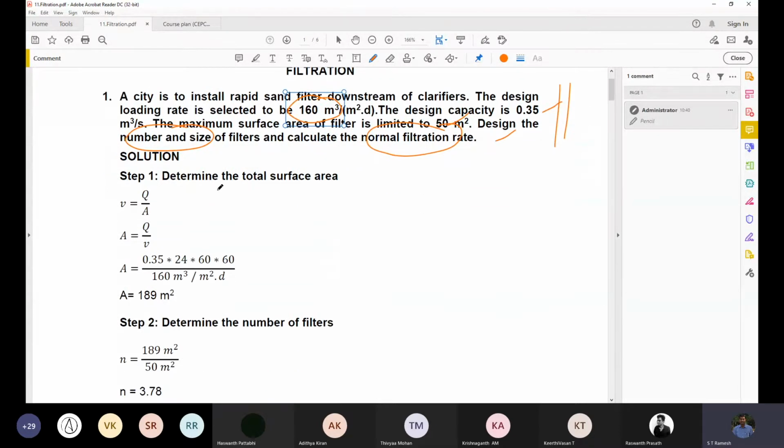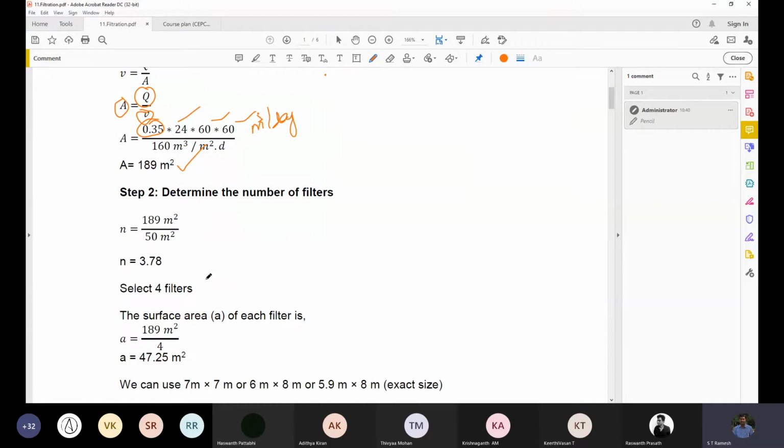For the surface area, you can use this formula: loading rate or velocity is equal to Q by A, so the area is equal to Q divided by the velocity or the loading rate. The loading rate has already been given, and this is almost similar to the velocity. So you see 160 meter cube per meter square per day. You can substitute 160, and 0.35 is Q in meter cube per second, multiplied by 24 into 60 into 60 for meter cube per day. If you substitute, you get the area as 189 meters square.